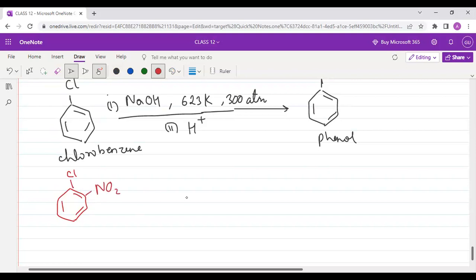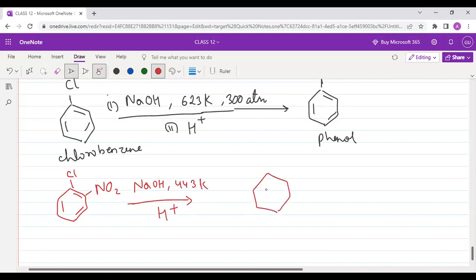Yes. It will make it more electron deficient. And now you are reacting it with NaOH. Now the reactivity of the haloarene has been increased, so it would require a lesser temperature. Now the temperature is 443 Kelvin and H+.